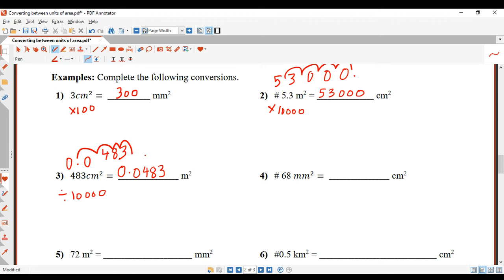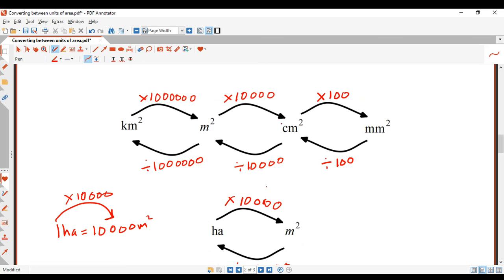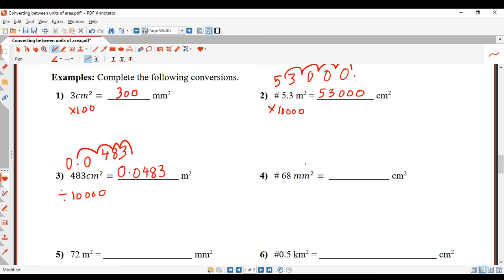Okay, so make sure you've copied all this down, and you're going to do the next example yourself now. So pause the video, have a go at the next question. So we're going from millimeters squared to centimeters squared. So if I come back up here, millimeters squared is here. There it is. You're going to go to centimeters squared. So you're going to divide by 100. Okay, so pause the video and see how you go.